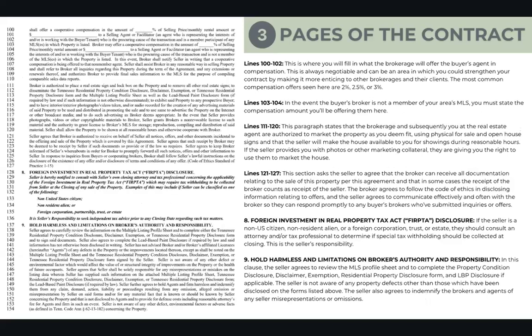So lines 100 to 102, this is where you will fill in what the brokerage will offer the buyer's agent in compensation. This is always negotiable and can be an area in which you could strengthen your contract by making it more enticing to other brokerages and their clients. The most common compensation offers seen here are 2%, 2.5%, or 3%.